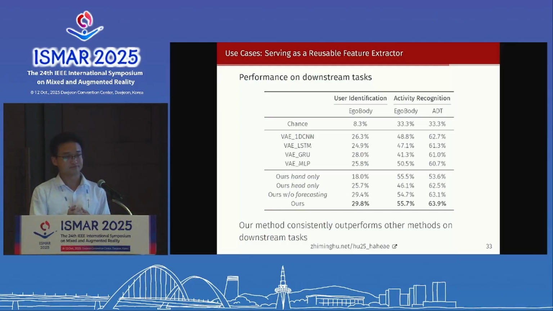And I wonder regarding this slide, what does the percentage mean? It means the accuracy. For example, for user identification, each dataset has 10 or 20 users, so this means the accuracy of identification. Okay, thank you.